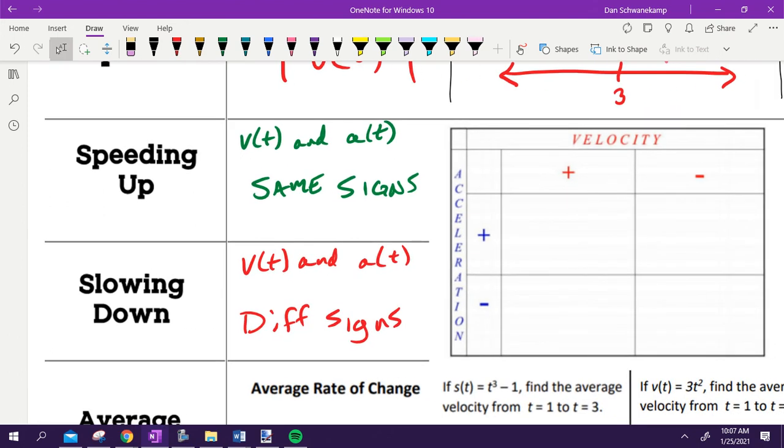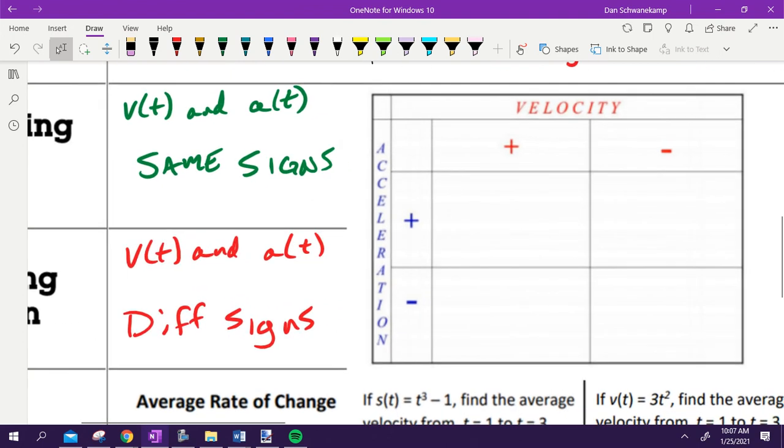That is the key. You need to state what the velocity is and state what the acceleration is, and then based off of that, you can tell if something is speeding up or slowing down. Okay, so what I put here is a Punnett square kind of thing. Not truly a Punnett square, but that idea. So like velocity is positive, acceleration is positive, I would be speeding up.